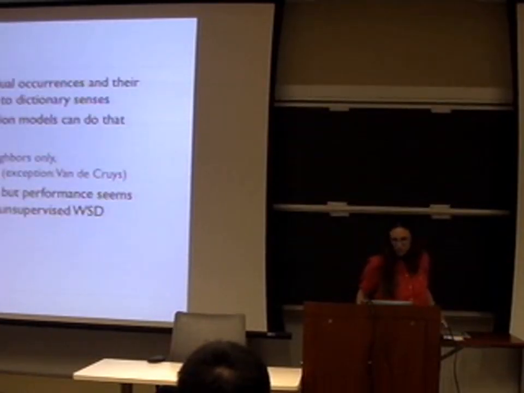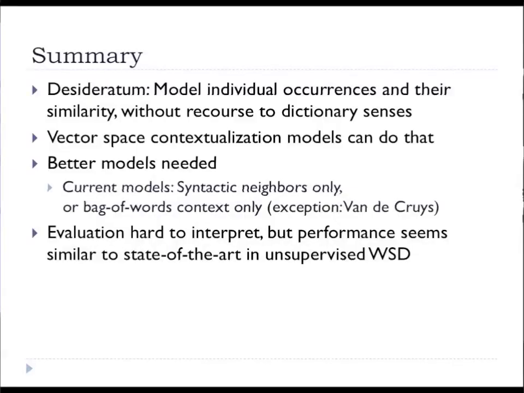All right. So what I would say we should have is the ability of modeling individual occurrences and the similarity without having to go to dictionary senses. And vector space contextualization models can do that. But we do need better models because what we currently have does about as well as unsupervised word sense disambiguation, roughly.